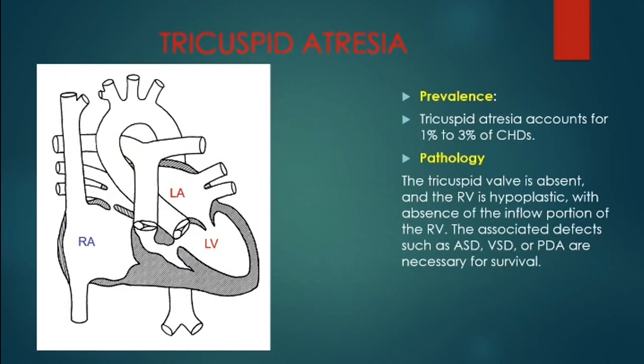The next pathology is tricuspid atresia. Tricuspid atresia accounts for 1 to 3% of congenital heart diseases. In this disease, the tricuspid valve is obstructed with a small right ventricle. The patient needs an atrial septal defect for survival, plus either a VSD or a PDA.